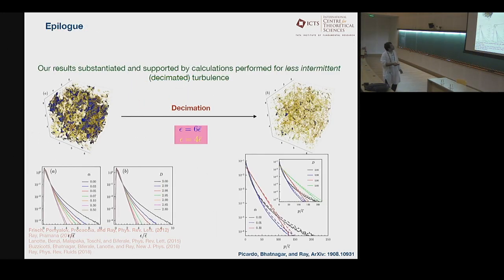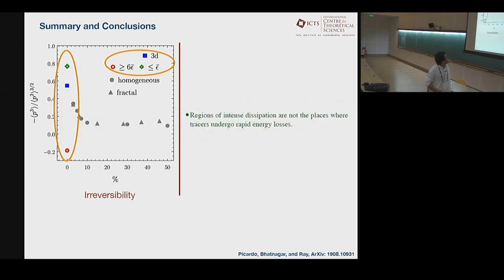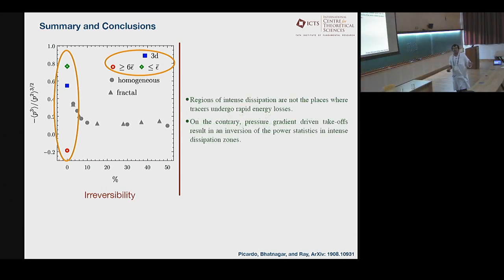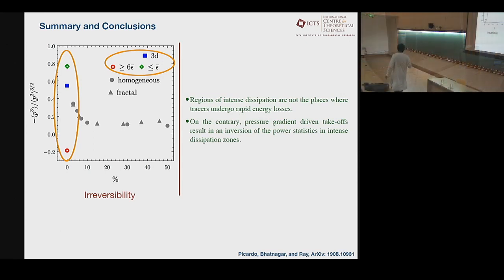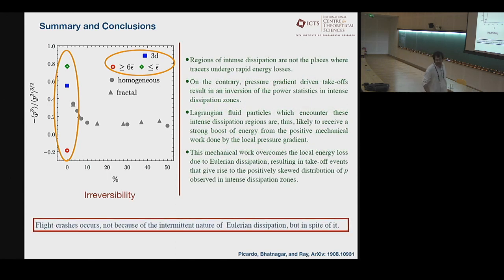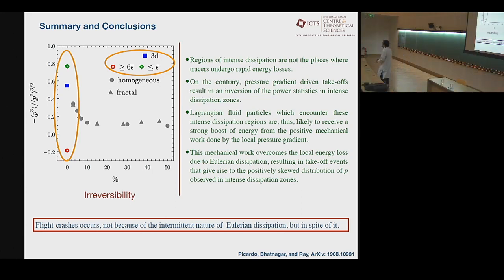The epilogue, I will not go through how we substantiated this a little more. So the conclusions are that regions of intense dissipation are not places where tracers undergo rapid energy loss. This is the counterintuitive claim that we, or well, hopefully we are right, that we make. Actually, there are pressure-driven takeoffs which happen in such intense dissipation regions. And essentially, the party line is flight crashes occur not because of the intermittent nature of Eulerian fields, but despite it. Because wherever there are these structures, there is a pressure-driven takeoff mechanism, which is completely contrary to what people expected with the first experiments.